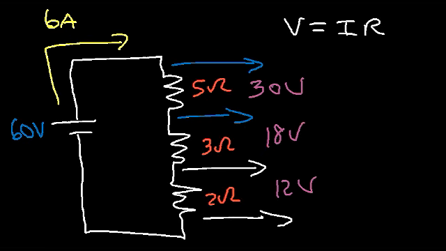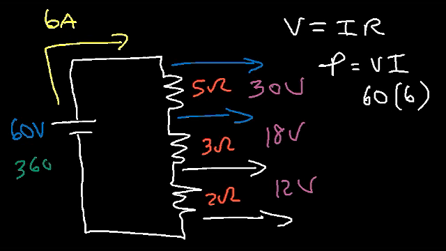Now let's calculate the power delivered by the battery and absorbed by the resistors. So for the battery, let's use V times I. So we have a voltage of 60 volts across the battery, and it delivers 6 amps of current. 6 times 6 is 36, so 6 times 60 is 360. So the battery delivers 360 watts of power.